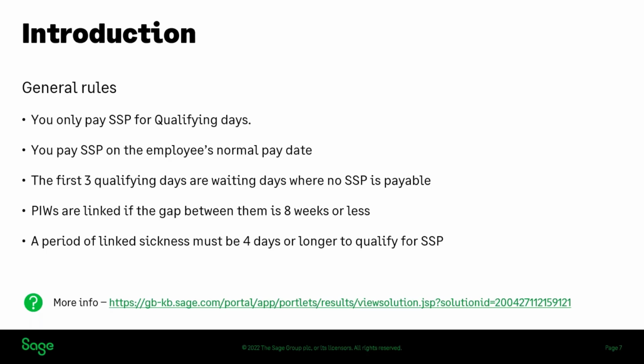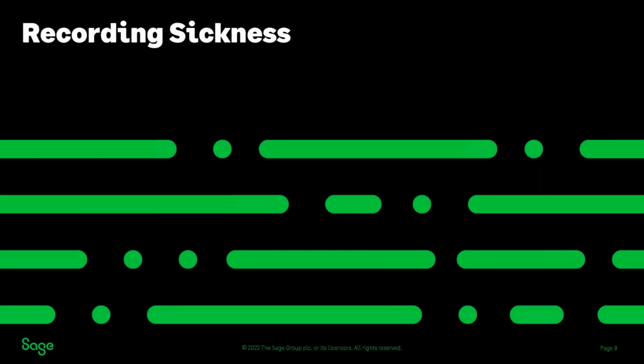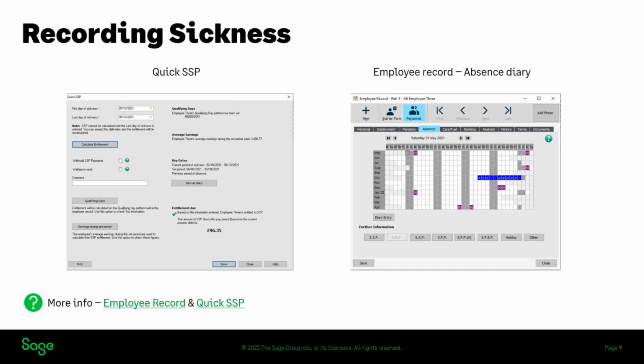Okay, so that is the general overview of what SSP is and some of the qualifying criteria. We're going to have a look into recording sickness now. So the fun part, as it were, we're going to dive into the program and show you how you would record sickness in Sage 50 Cloud Payroll. So the first one, there is a couple of ways you can do it here. So the first bit is quick SSP. So that's the quick SSP option. And we'll be demoing both of these in a moment. So we'll just run through the slides first, and then I'll dive into the program and we'll show you both of these ways or methods in action.